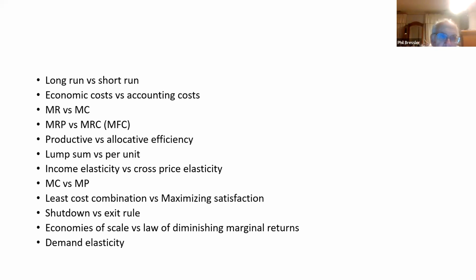Okay. I talked about MRP and MFC. Just remember it's MP times P. The basic thing to know is ATC equals AVC plus AFC. Okay, so average total cost equals average variable cost plus average fixed cost. The way to find fixed cost, just fixed cost, is looking at zero. What is the cost at zero output? Zero output is always fixed cost.